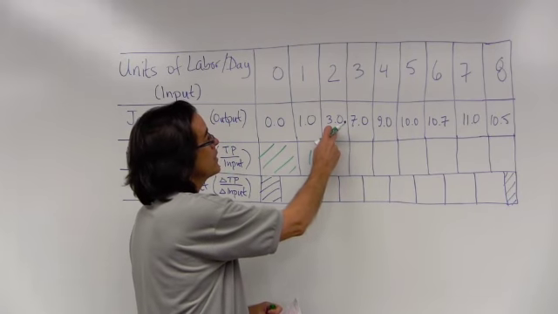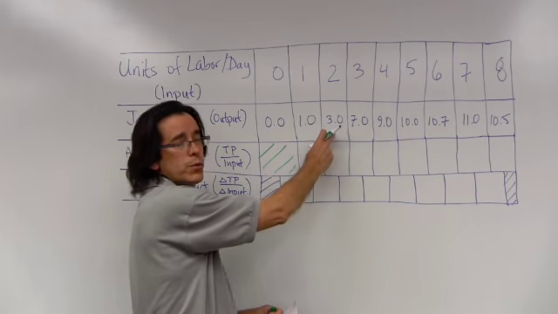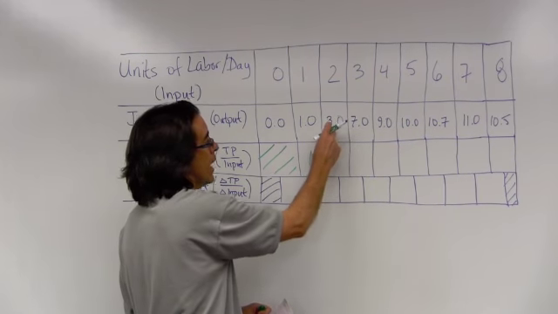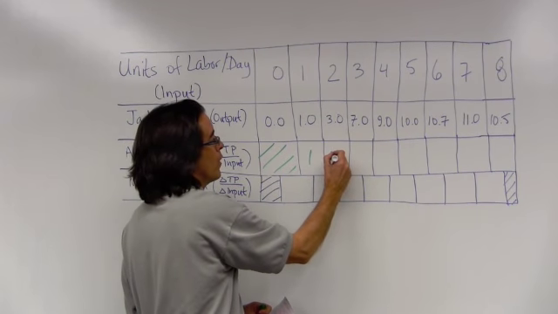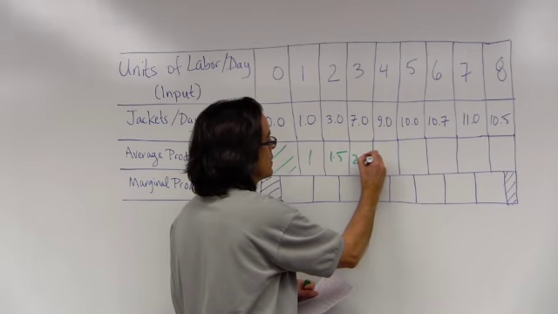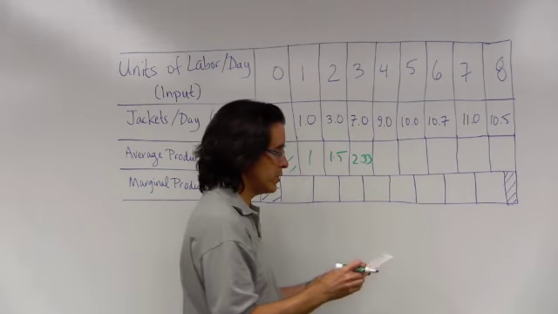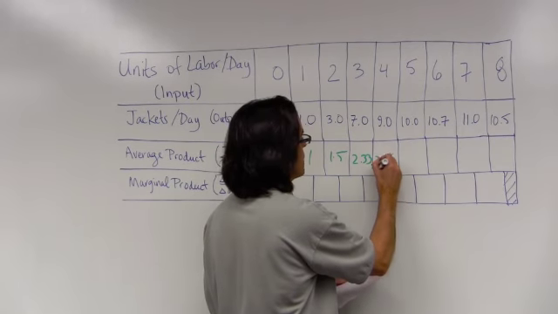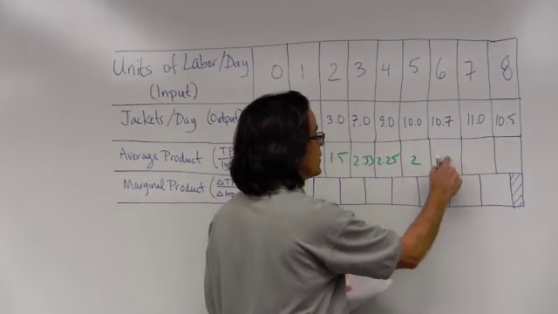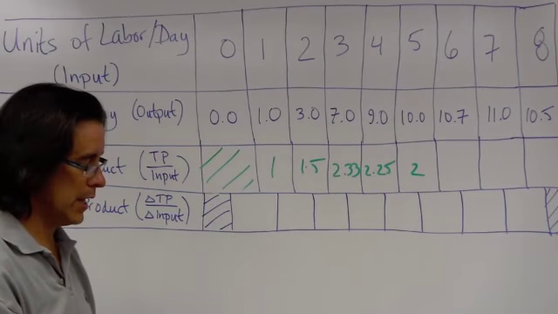We look at the next unit. When we have 2 units of labor, we produce 3 jackets. 3 divided by 2, output divided by input, 1.5. And we could continue doing the calculations. I'll just fill them in, but you want to make sure you understand how these numbers came about. We'll just do one more. You can fill in the rest of the cells.